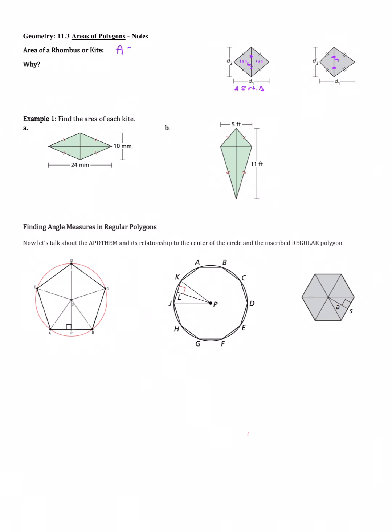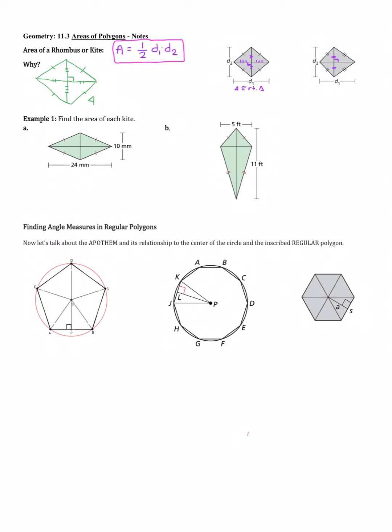So the area, just going to give it to you first, is 1/2 diagonal 1 times diagonal 2. That works for both rhombi and kites. But let's take a look at a rhombus and see why this formula would work. So you have all four sides congruent, the diagonals are perpendicular, the diagonals are bisected. So what happens is we have four triangles.